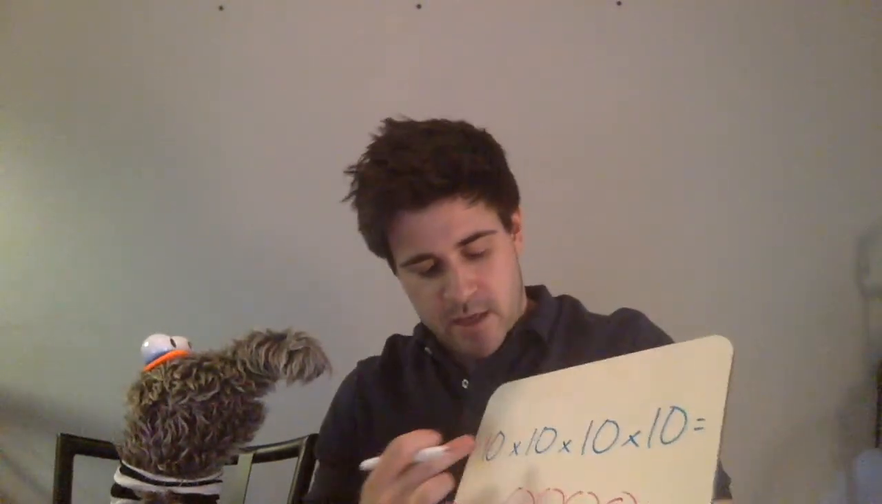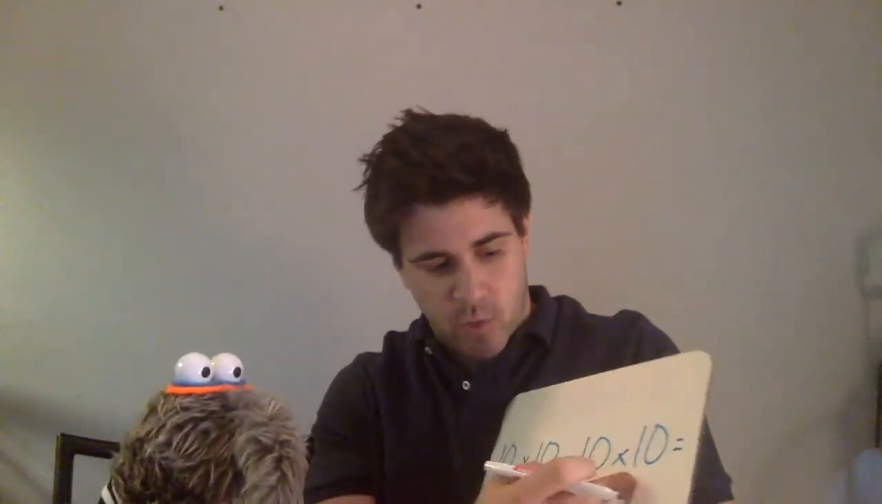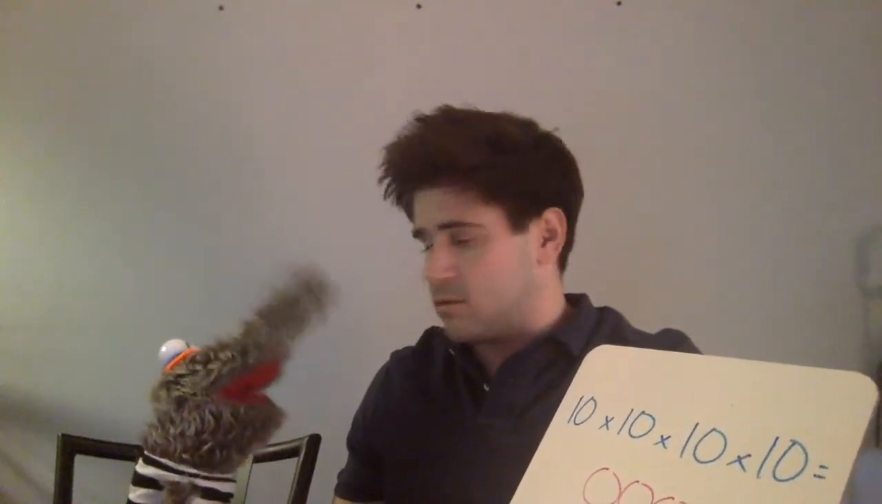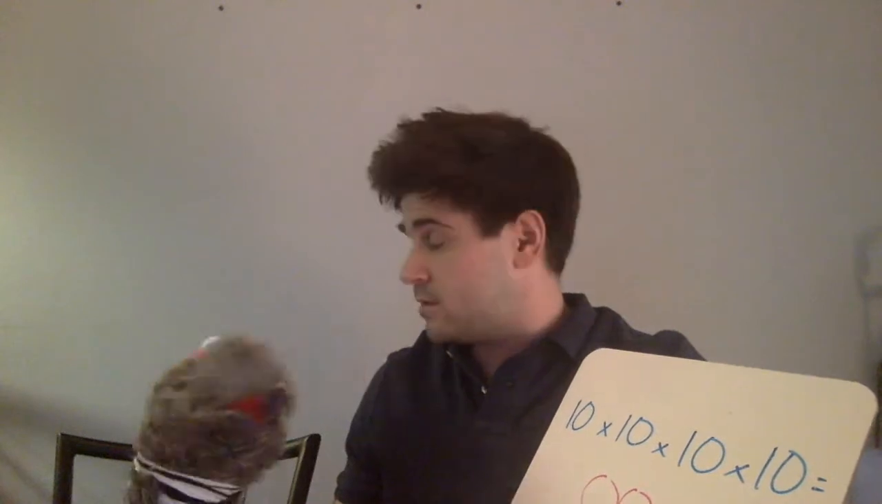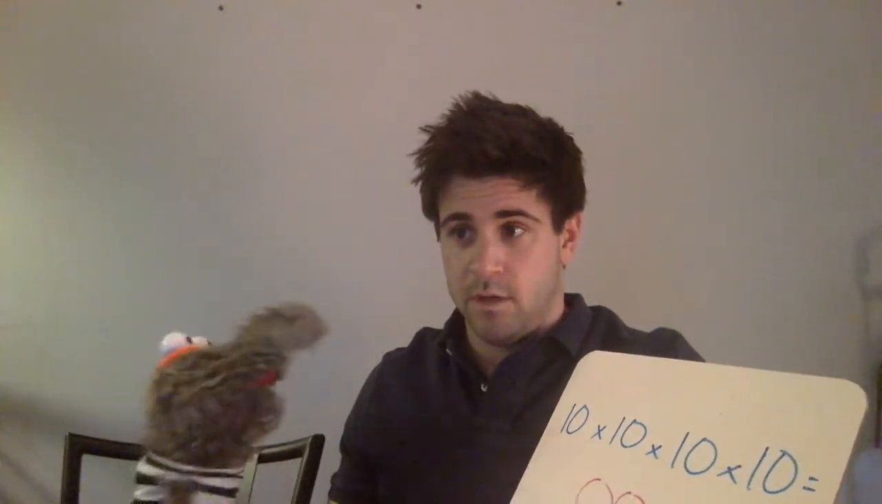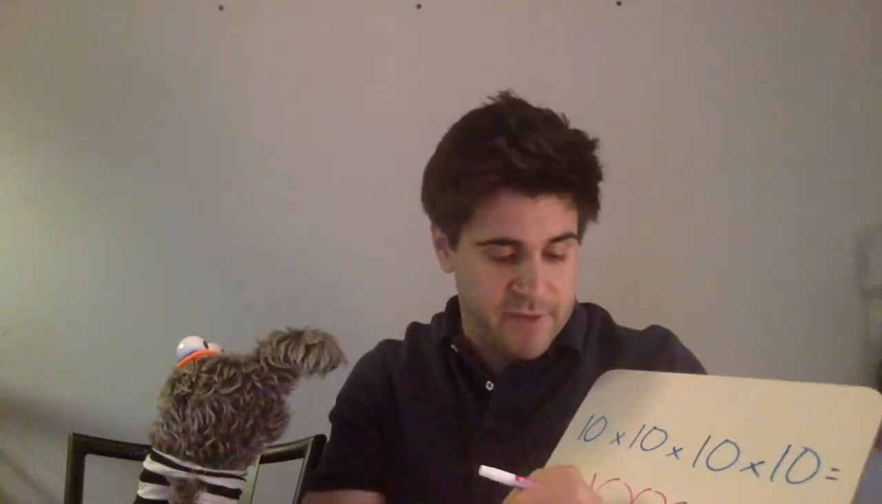So I've got 1 times 1 times 1 times 1. What's 1 times 1 times 1 times 1? Is this a trick question? It is not. 1 times 1 times 1 times 1 is 1, Mr. Manella. You got it. So let's put that in front of the zeros.